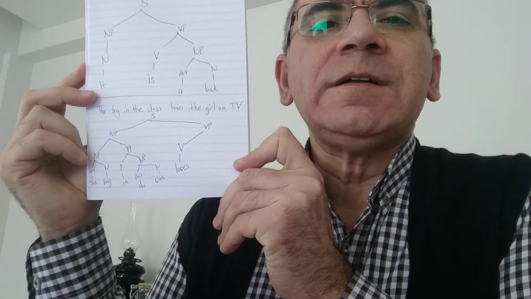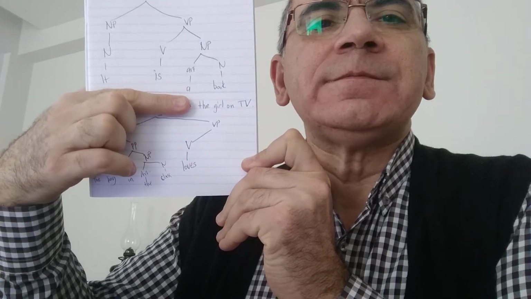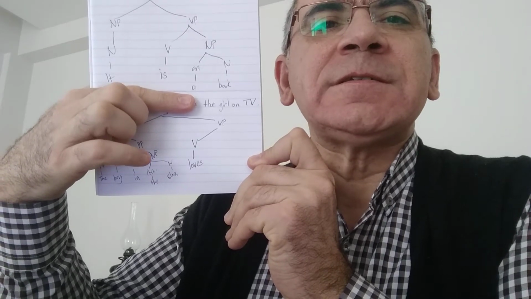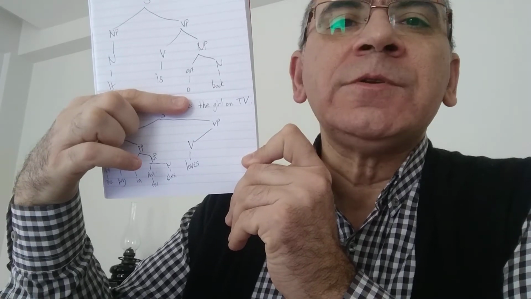Loves. Okay, the verb is loves. So we have done until here. So the remaining part of the sentence is the girl on TV. The girl on TV. The boy in the class is the same as the girl on TV. Same structure. The boy in the class and the girl on TV are the same structures.